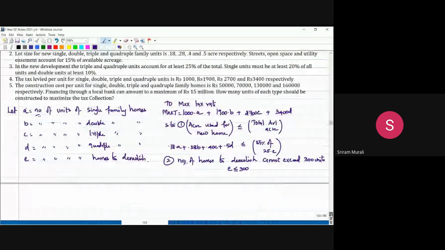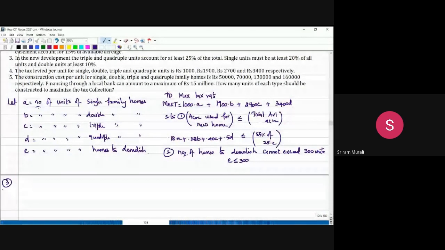The third one is this. In a new development, as I already discussed, in the total of your A, B, C, D, the triple and 4 story buildings, that is C plus D, should be how much? It should be a minimum of 25%. Am I right? Subdivision 3.